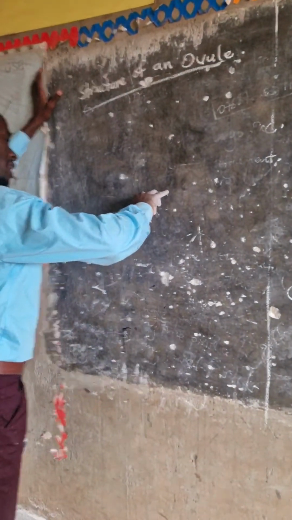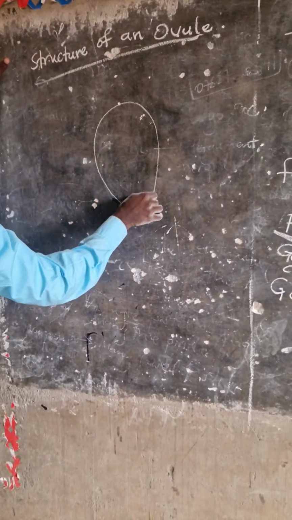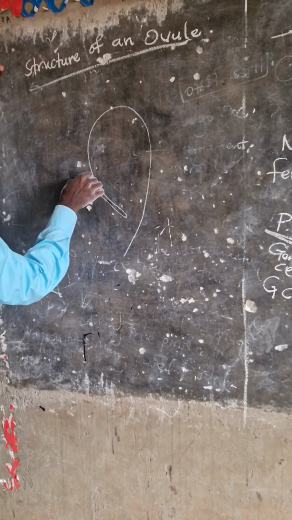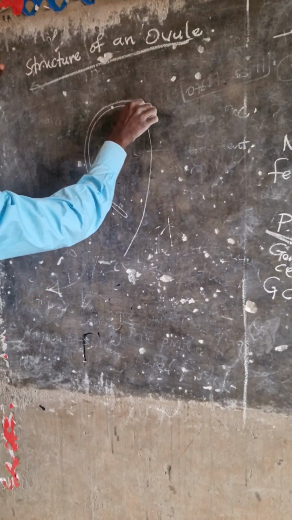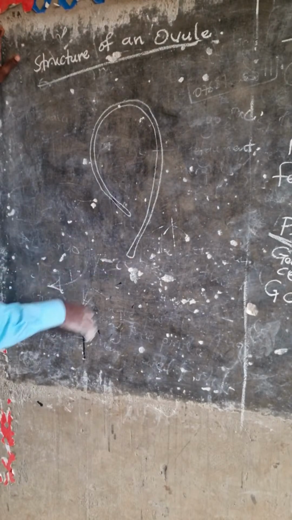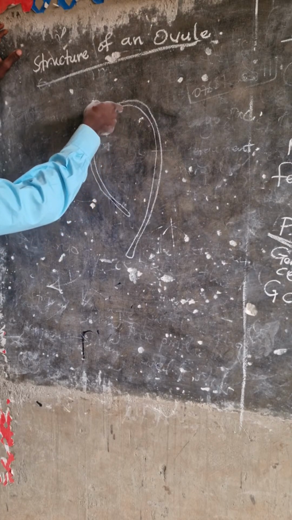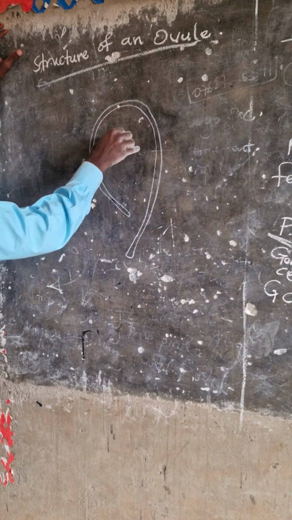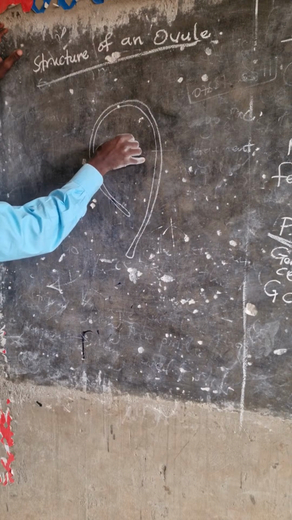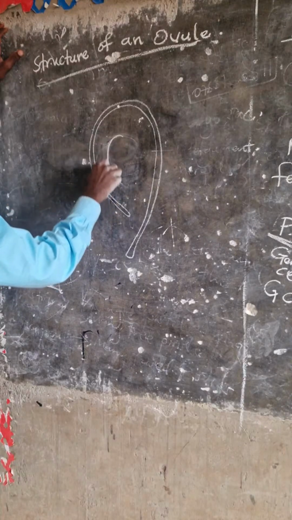An ovule is made up of an outer coating that is double membraned, and this outer coating is known as the integument, made up of two layers, and then the point of attachment to the walls of the ovary. Inside the integuments, there is a nucellus that is surrounding an embryo sac.